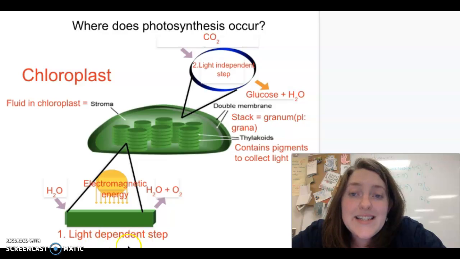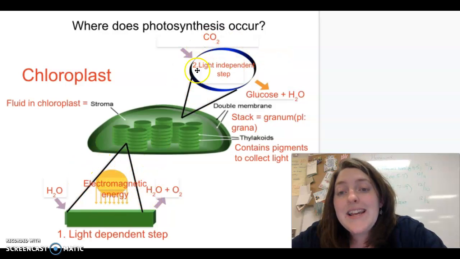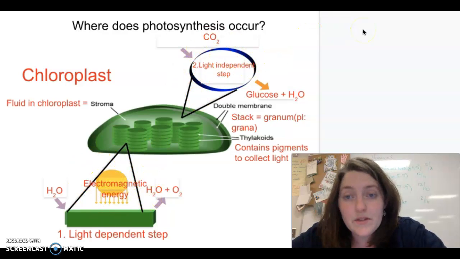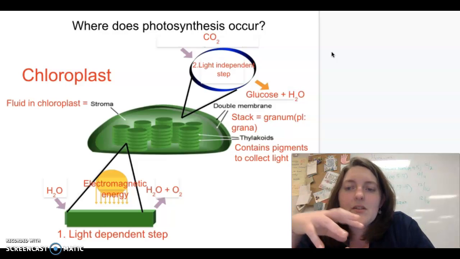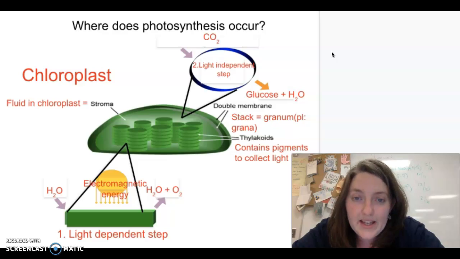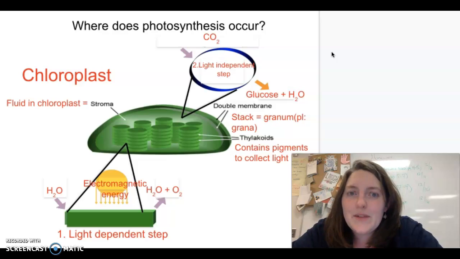Now, if you notice, light dependent means it depends on light, so it needs that electromagnetic energy. But light independent, there's no light needed for this. We're done with the light. So this happens in the stroma. The stroma is kind of like that syrup that sits on those stacks of little weird green pancakes. It's kind of like the cytoplasm of the chloroplast.